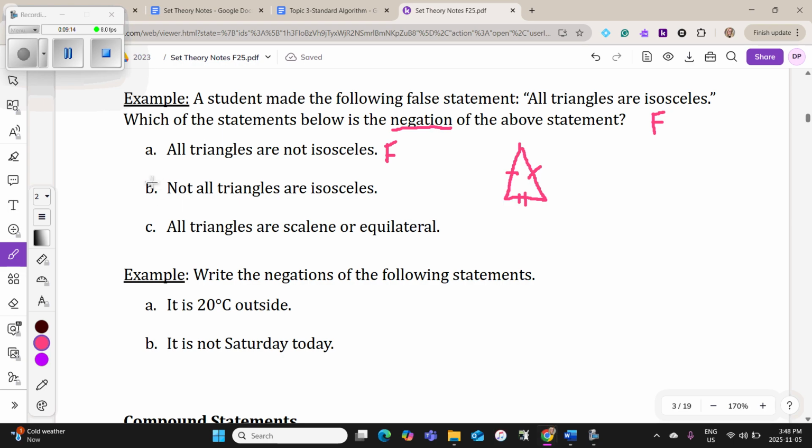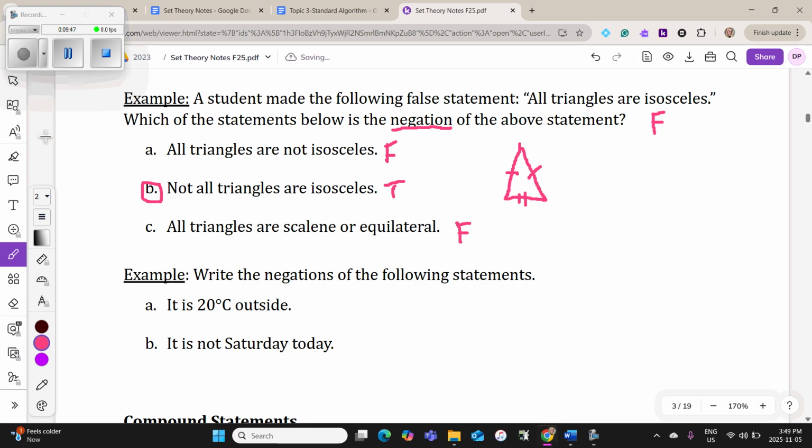Then we read B, not all triangles are isosceles. That's a true statement. We still have isosceles triangles, but not all of them. So this is going to be our answer. Check C, it says all triangles are scalene or equilateral. Once again, that's false because we need to have isosceles triangles. So C is not correct, it is false. So therefore it cannot be the negation.